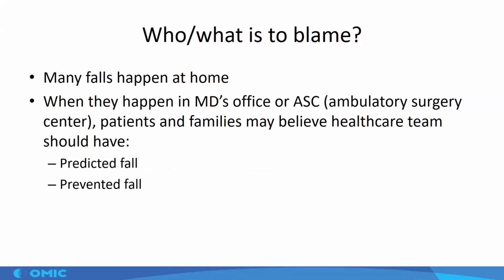Who's to blame when a patient falls? Many falls happen at home. When they happen in a physician's office or ambulatory surgery center, many patients and their families believe the healthcare team should have predicted the fall and prevented it, and they thus file a malpractice lawsuit.